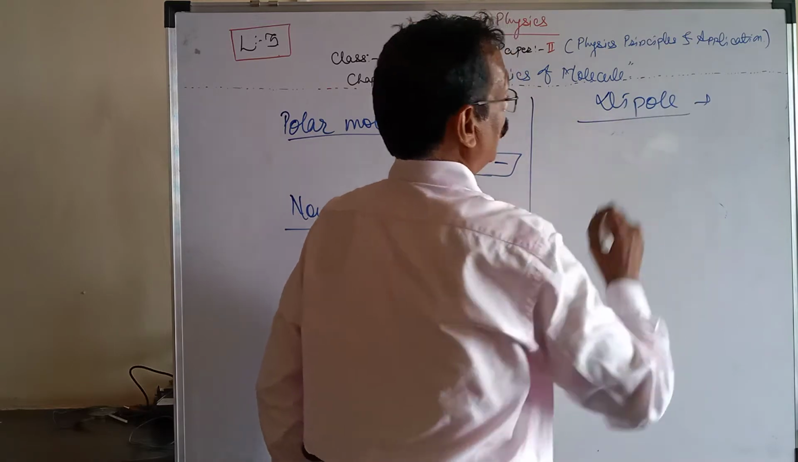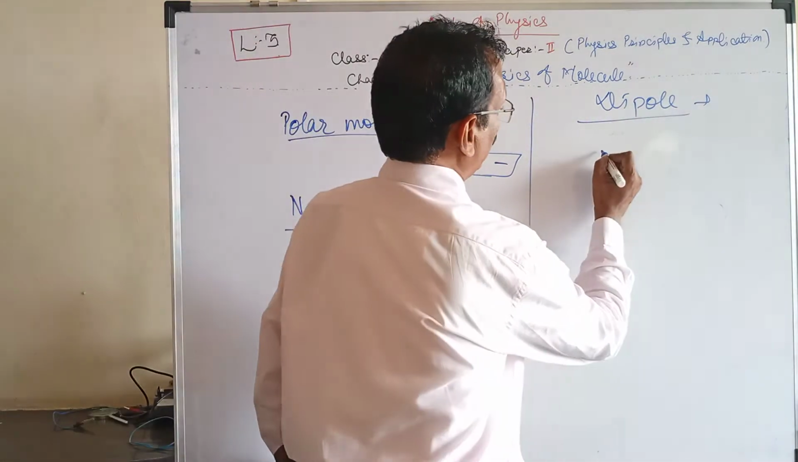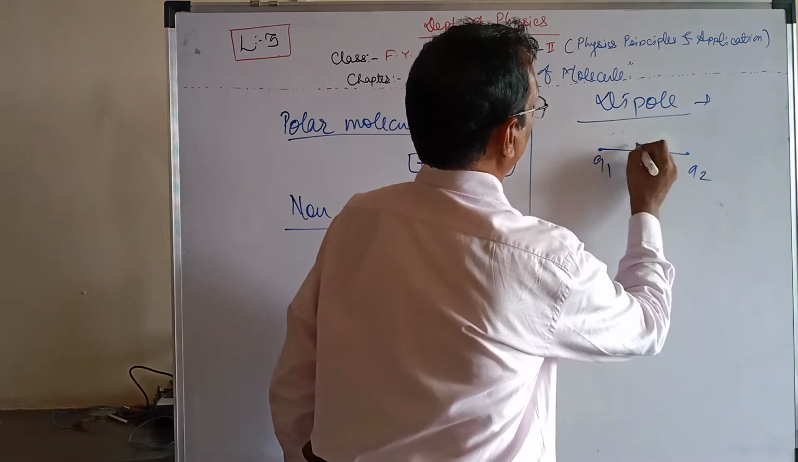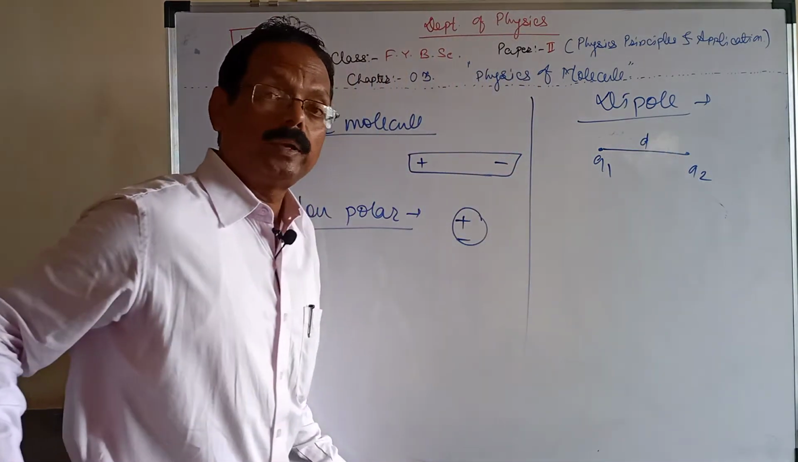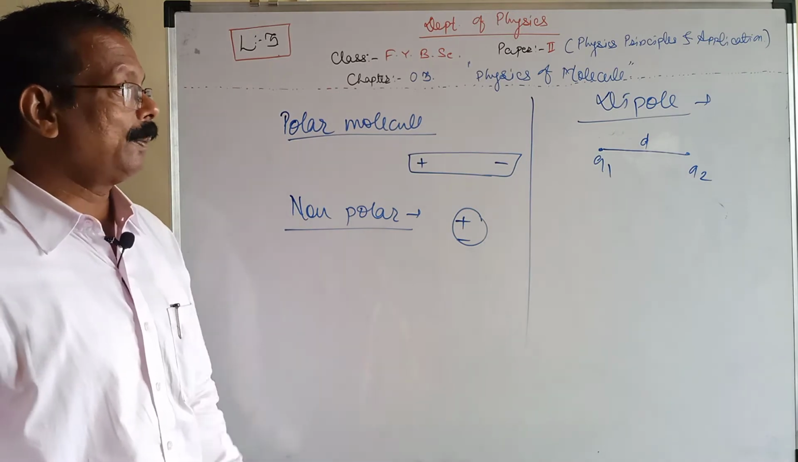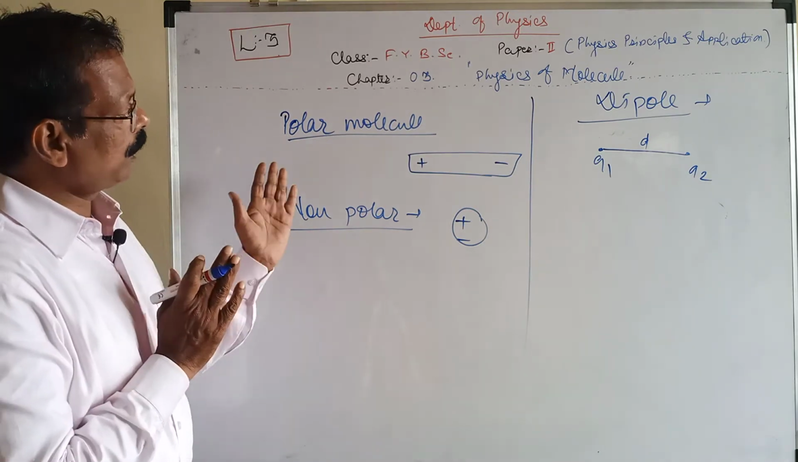Dipole means two equal and opposite charges, Q1 and Q2, separated by some finite distance d between them. Two equal and opposite charges separated by some finite distance d form a dipole. Now, what is a polar molecule here?